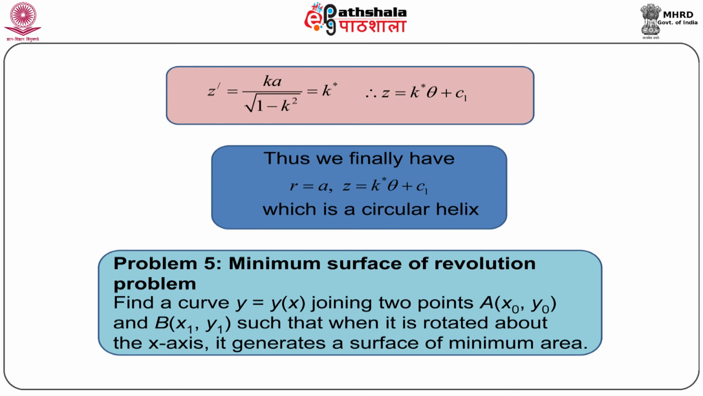Minimum surface of revolution problem. Find a curve y equal to y function of x joining 2 points capital A whose coordinates are x0, y0 and capital B whose coordinates are x1, y1 such that when it is rotated about the x axis, it generates a surface of minimum area.